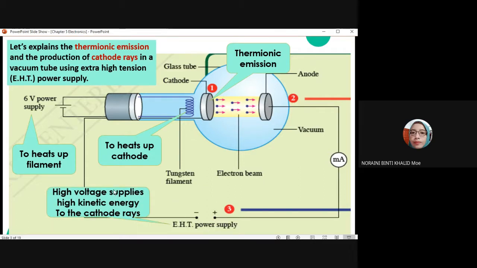EHT power supply, high voltage, supplies high kinetic energy to cathode rays, supplying voltage across cathode and anode and supplying electrical potential energy to electrons. Thus, electrons are able to travel at high speed.